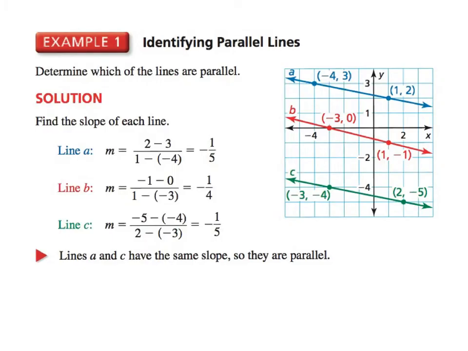Now in example 1, I've already done this one for you and have all the work because we've done this before, so we're just going to quickly go over it. Example 1, you need to determine which lines are parallel. Well, we know if they have the same slope. So if you find the slope between 2 points of all 3 of these lines, A, B, and C, you will notice that A has a slope of -1/5, as does C. Therefore, since they have the same slope, lines A and C are parallel.